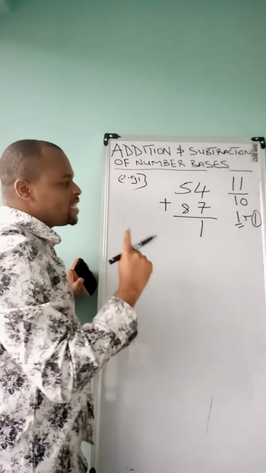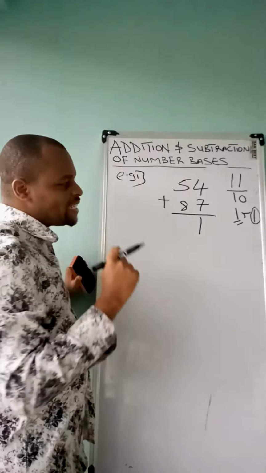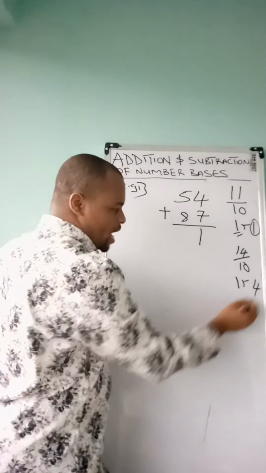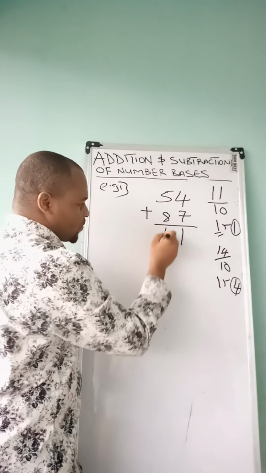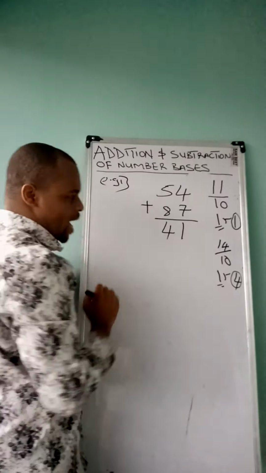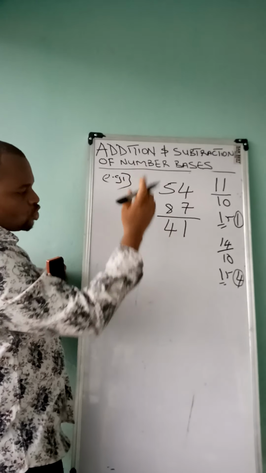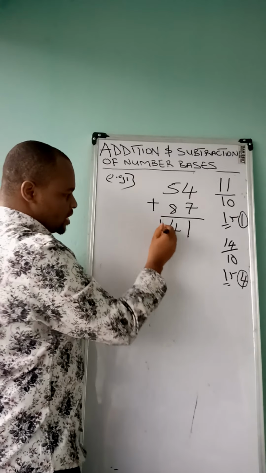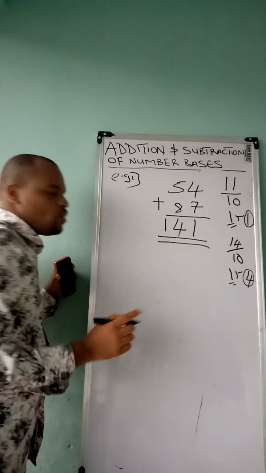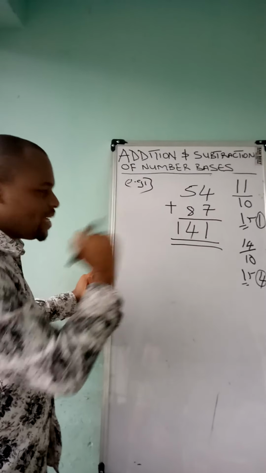14. 14 is bigger than base 10 that I'm working on. So I have to repeat the same process. 14 divided by 10. 10 into 14 is what? 1 time, remainder 4. I write this remainder, which is 4, and carry 1. Any other number left? No number. So I put that one that I carry here. That is how addition is done in base 10.